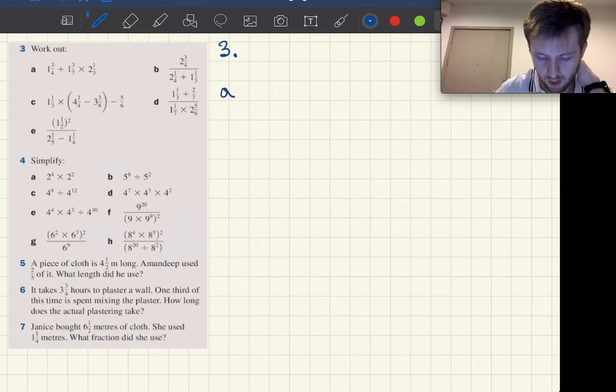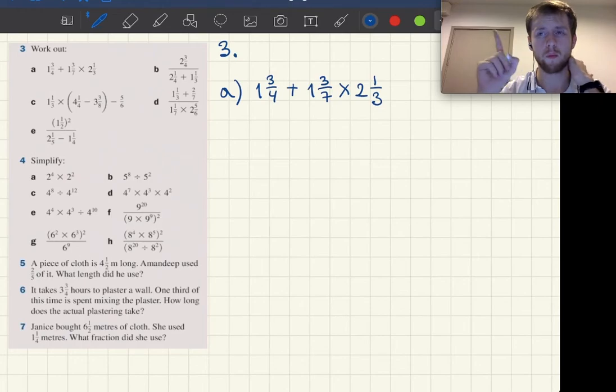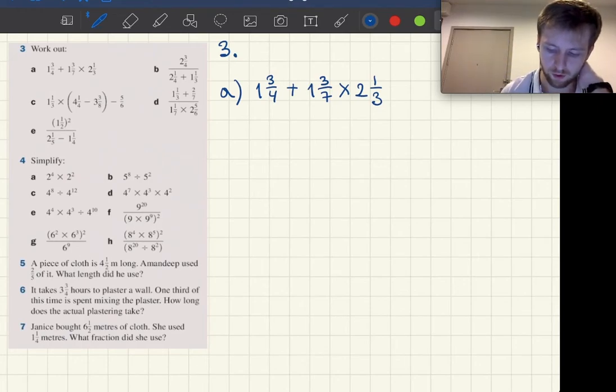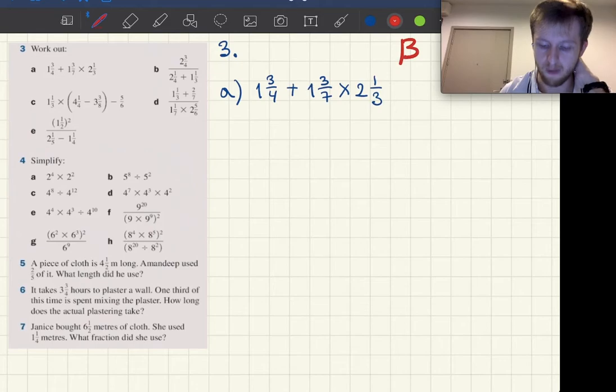So in A we have 1 and 3/4 plus 1 and 3 over 7 times 2 and 1 over 3. Okay, here you have to remember BODMAS, or BEDMAS as it's also called. BEDMAS, I will write it here.